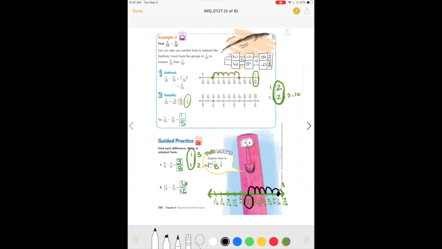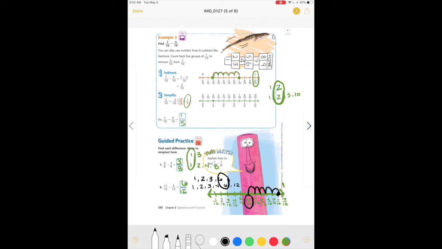I'll write it in black. My factors of 6 are 1, 2, 3, and 6. My factors of 12 are 1, 2, 3, 4, 6, and 12. So what's the highest number that they have in common? 6, which is our greatest common factor.